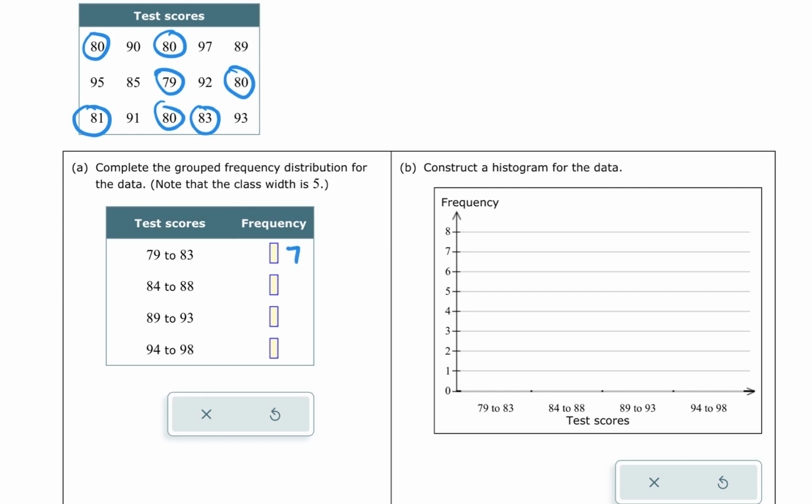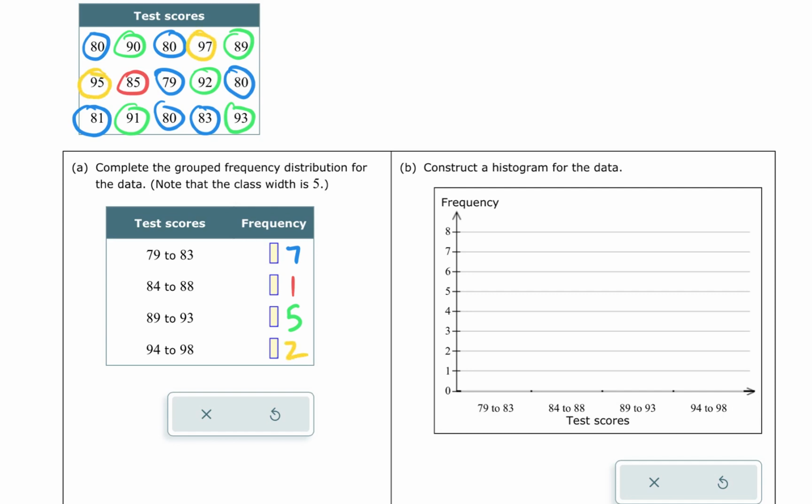Our next class is 84 to 88. There's one right there. I don't see any more, so just one piece of data. 89 to 93. We've got 1, 2, 3, 4, 5 pieces of data. And in that class, we do have one at the lower limit and at the upper limit for that class. And our last class is 94 to 98. So that would be these 2 right here.